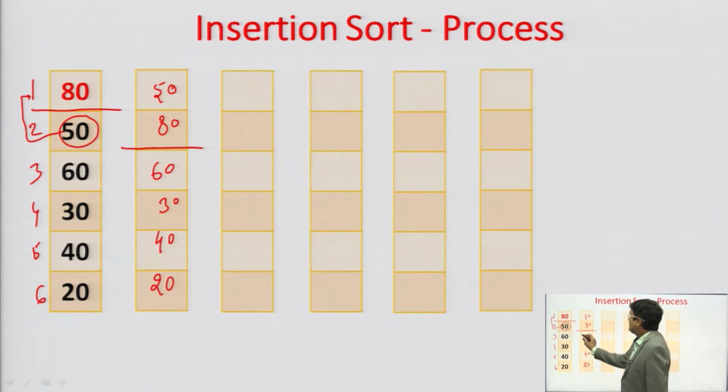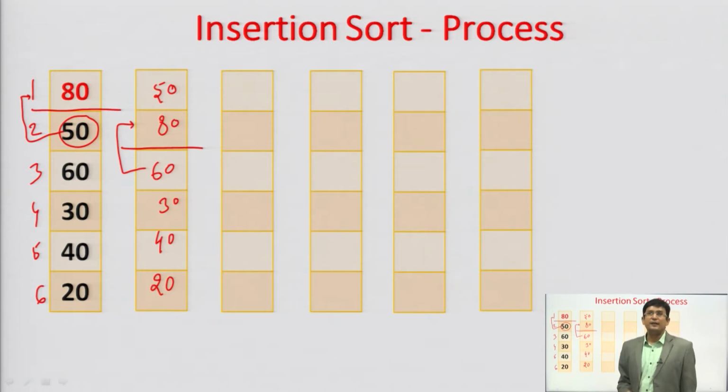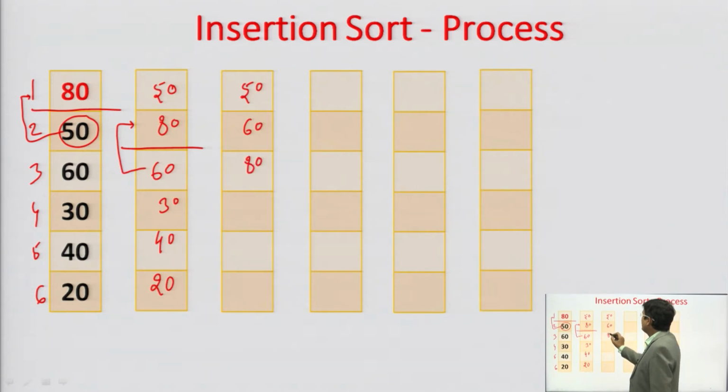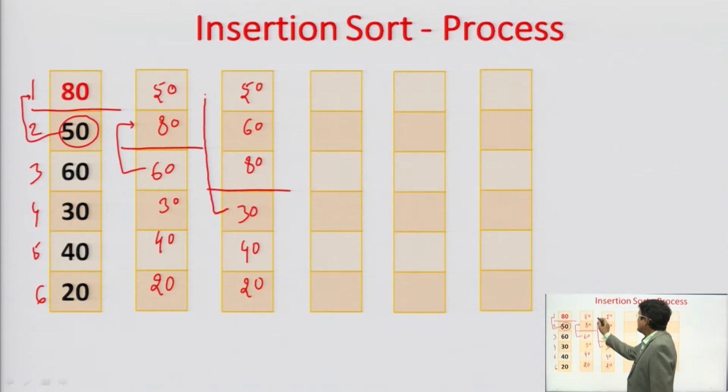Now, you pick another element from the unsorted part, and insert this in the sorted part. So, 60 should be coming at the place of 80 and consequently 80 will be shifted one step below. So, after this the sorted part will contain these elements 50, 60 and 80, and the unsorted part will contain 30, 40 and 20. And then we have 30 to be inserted in the sorted part. So, this should be inserted here.